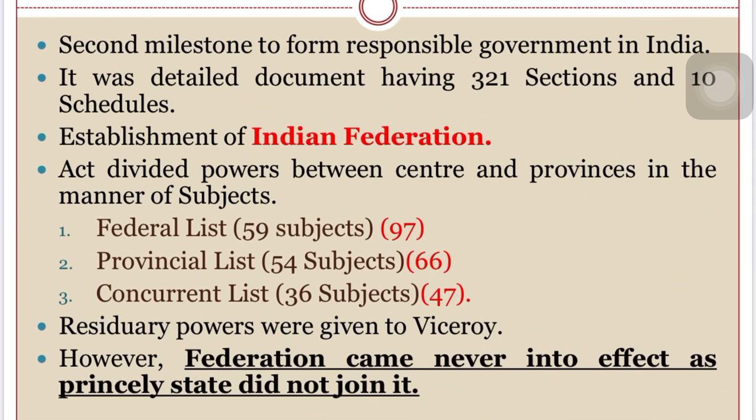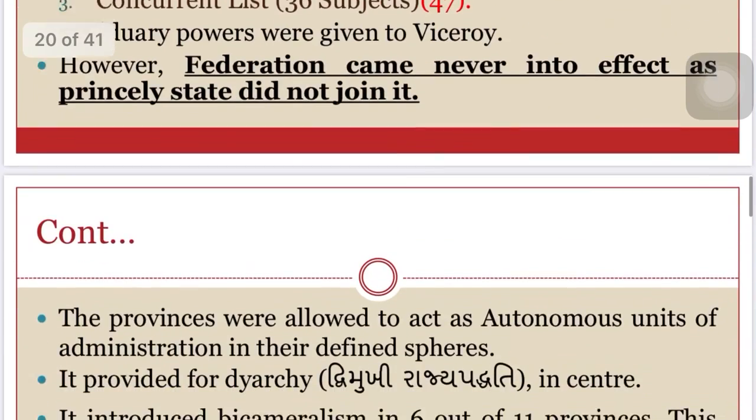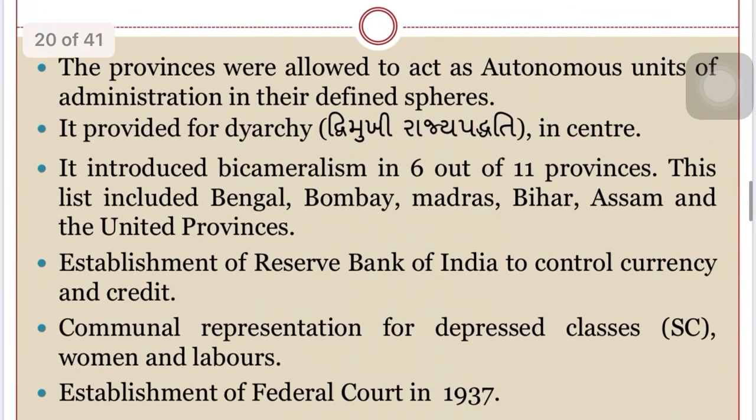So the federation never came into effect as the princely states did not join. Muslim League, they did not join these federations, right? So the provinces were allowed to act as autonomous units of the administration in that defined sphere.